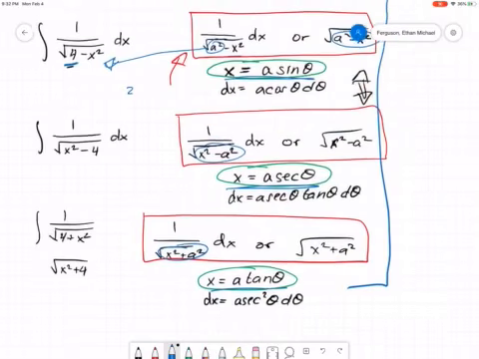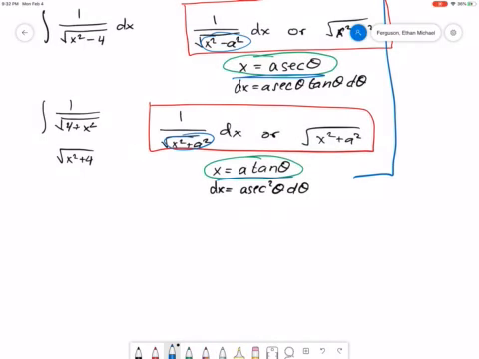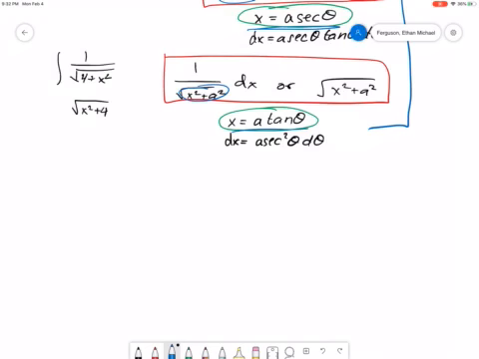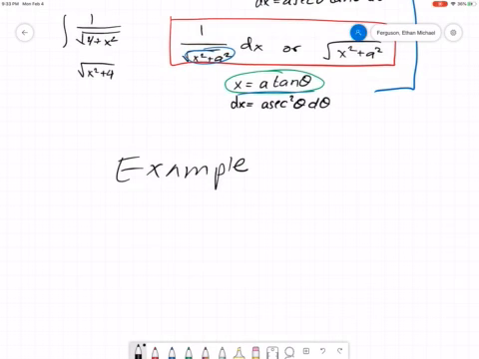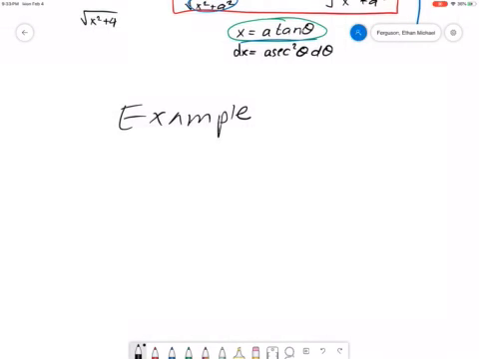Now I'm going to go into an example, and I'm just going to use basic easy numbers so that it's simpler for you to see. So let's put the example slide down. There we go. So if we have the integral, and it can be indefinite or definite, of, let's say, dx over square root of 36 minus x squared.